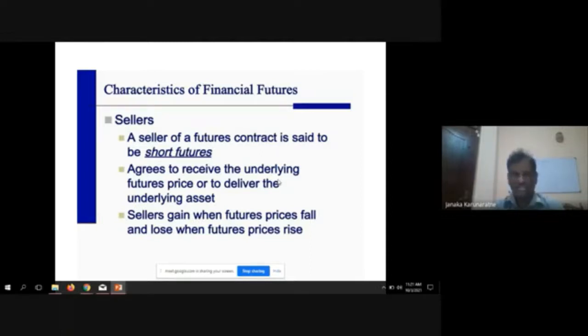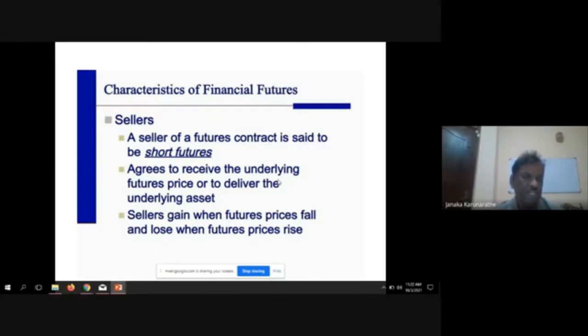That means interest rates rise. Okay, why? Because you gain, since you agreed to sell at a higher rate compared to the rate prevailing at that time. So you are gaining, but you lose when the price goes up. You agreed to sell at a lower rate than the market futures price at that time.